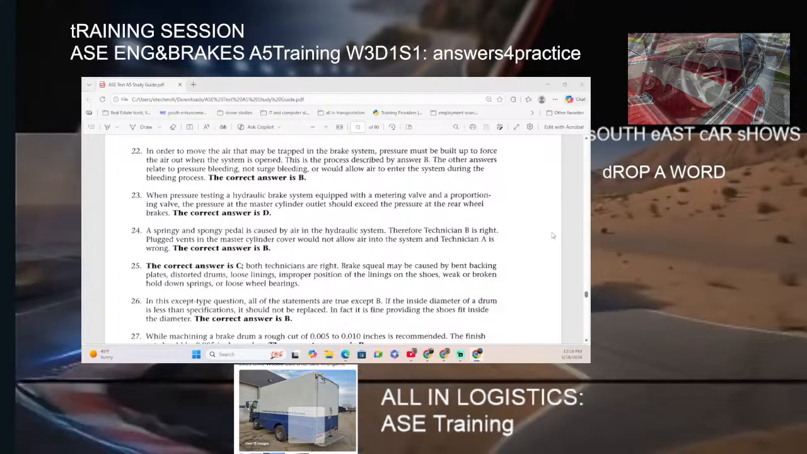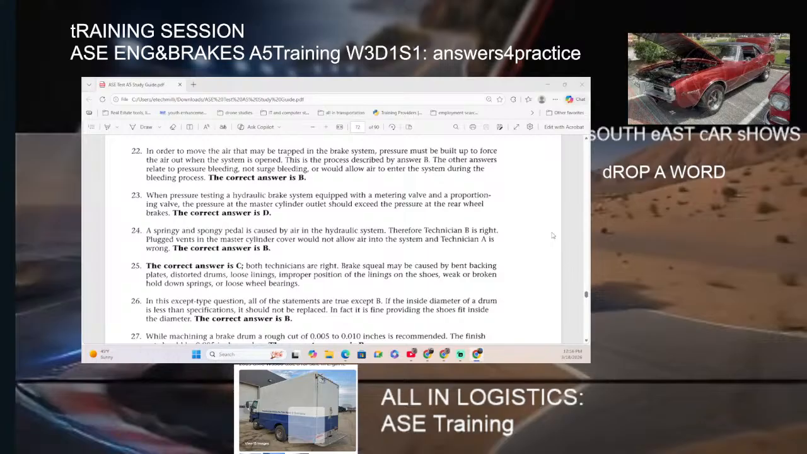23. When pressure testing a hydraulic brake system equipped with a metering valve and a proportioning valve, the pressure at the master cylinder outlet should exceed the pressure at the rear wheel brakes. The correct answer is D.